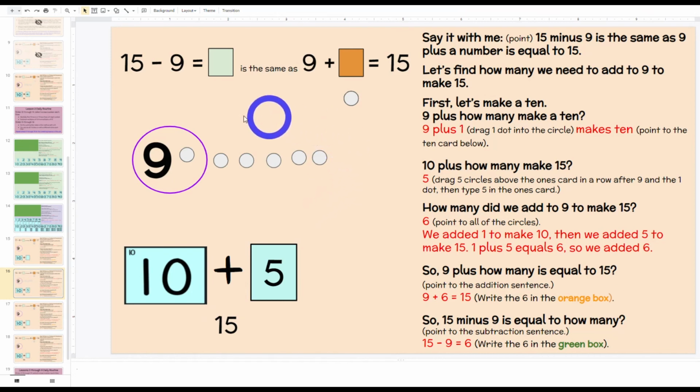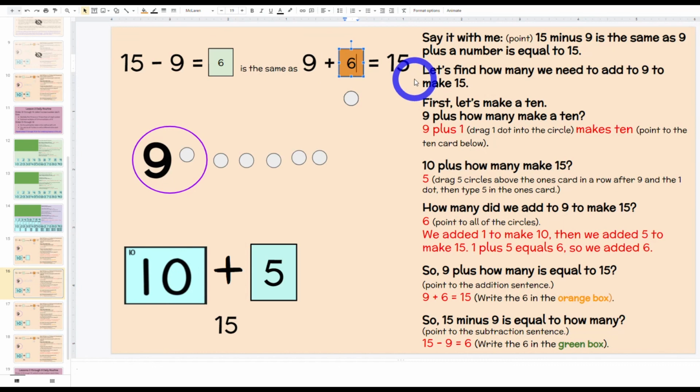So now let's see, what did we add all together to get to 15? We added 1 and then 5 more. How many did we add in all to make 15? Class, 6. You're right. We added 1 to make a 10, then we added 5 more to make 15. 1 plus 5 equals 6, so we added 6. 15 minus 9 equals 6. 9 plus 6 equals 15.